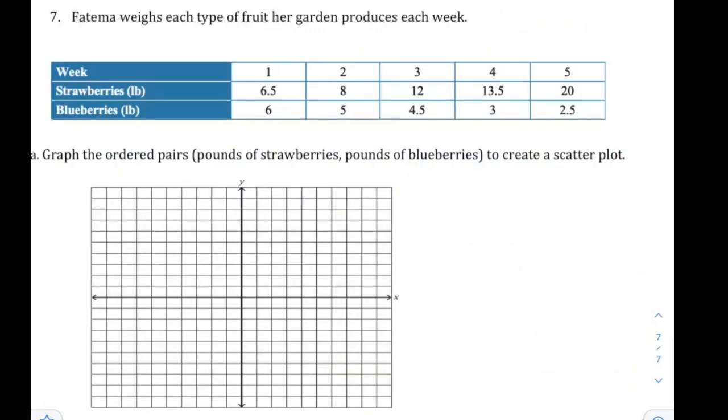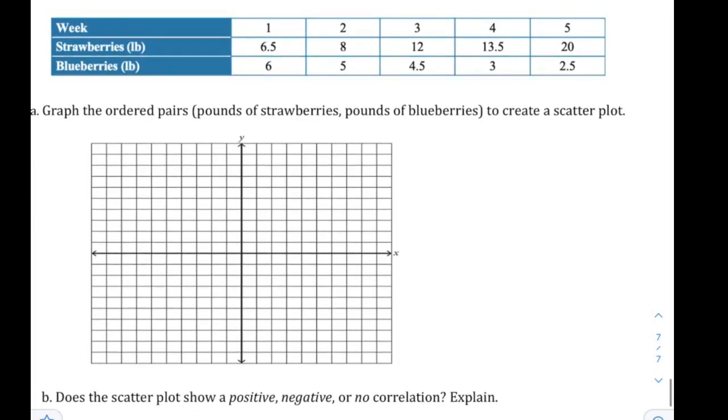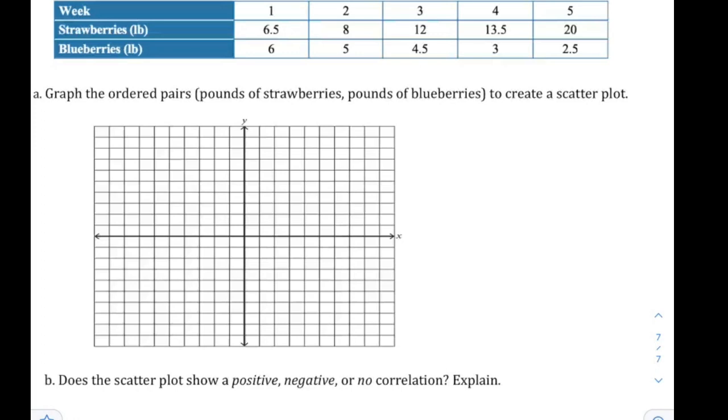Fatma weighs each type of fruit her garden produces each week. We have a table showing that, and we need to graph the ordered pairs. Okay, let's see now if we graph them. We have here the relation between strawberries and blueberries. So we can have 2, 4, 6, 8, 10, 12, 14, 16, 18, 20. Of course, we will only need the first quadrant. The blueberry maximum is 6, so we can say 1, 2, 3, 4, 5, 6 normally.